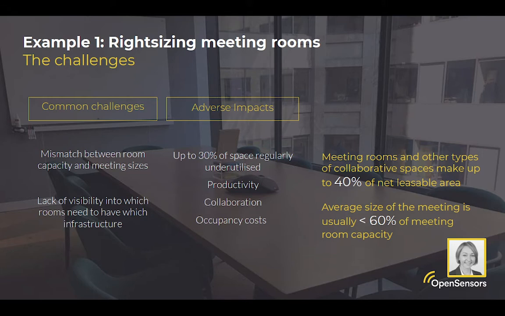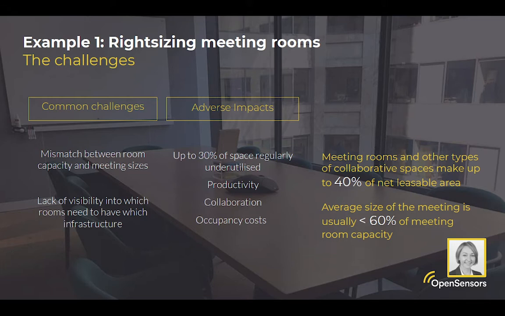Surprisingly, meeting rooms, phone booths, and other types of collaborative spaces make up to 40% of net leasable area, believe it or not, which alone makes them a very obvious target for rightsizing, or at least for monitoring. There is also almost always room for improvement in the ways meeting room utilization is managed and monitored. Again, there are quite a few common issues and problems with meeting rooms and other types of bookable collaborative space that are perhaps very familiar to all of you.